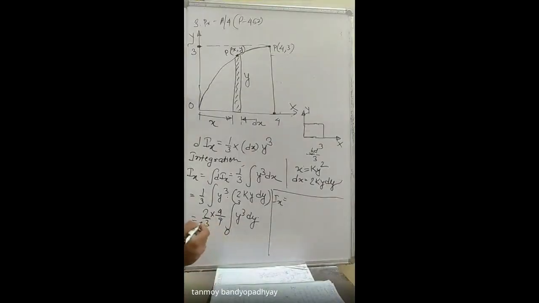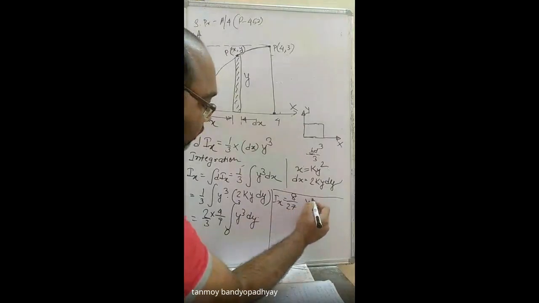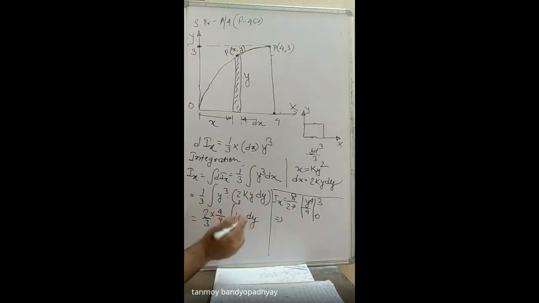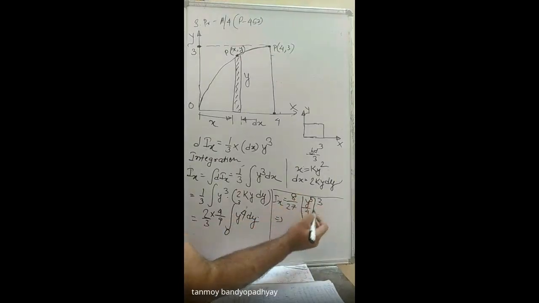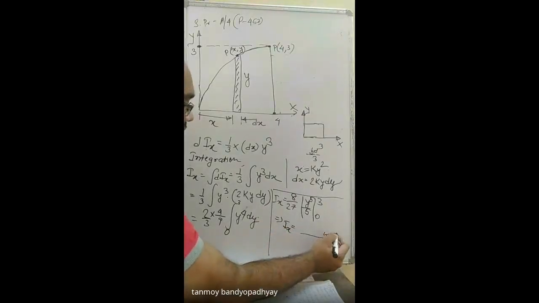Y to the power 4 should be equal to... it is 4 to 8. 8/27 y cube dy, that means y to the power 4 divided by 4. Integration is from 0 to... there was ky dy and y cube, so y to the power 4 will become y to the power 5, divided by 5. Now you calculate this one and see what value of Ix you get and whether that is the same as you got before.